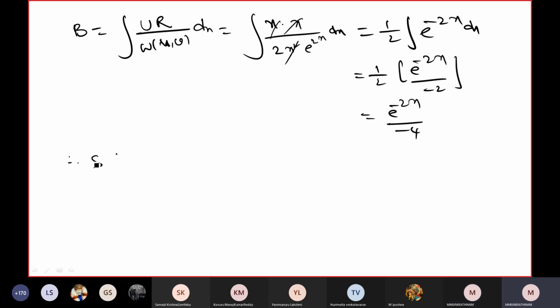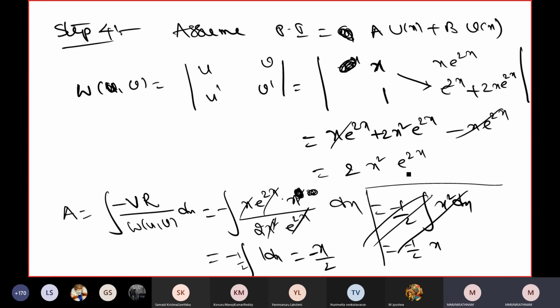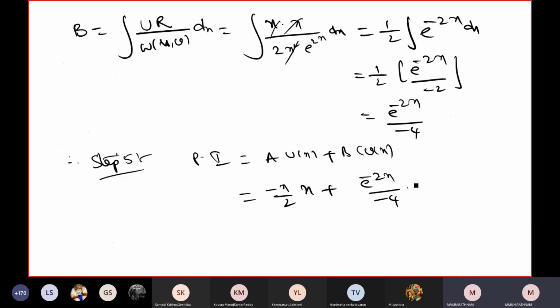So therefore PI is A into U of x plus B into V of x. What is A? Minus x by 2. U of x is x. B is e power minus 2x by 4. V of x is x into e power 2x. Okay, fine. Minus x square by 2 minus x by 4. So this is my PI.